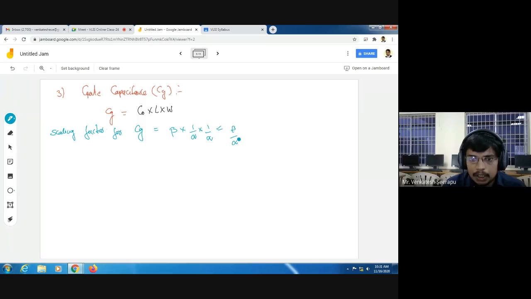Beta by alpha square. The scaling factor for CG is beta by alpha square, I think. Are you following my calculations?